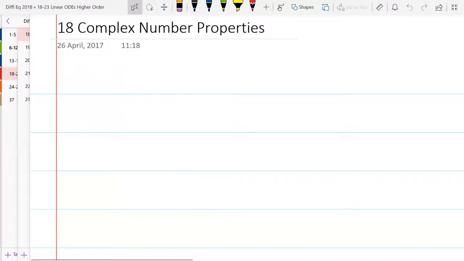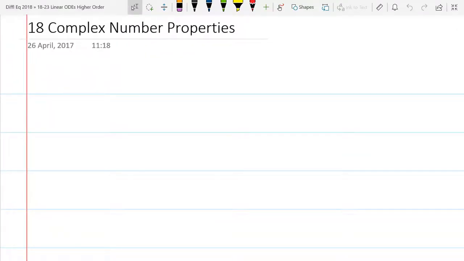So we're going to review complex numbers before we actually go and use them. I only have 2 pages of review notes, so we'll get through this pretty quick. And then we'll get into linear independence of functions.